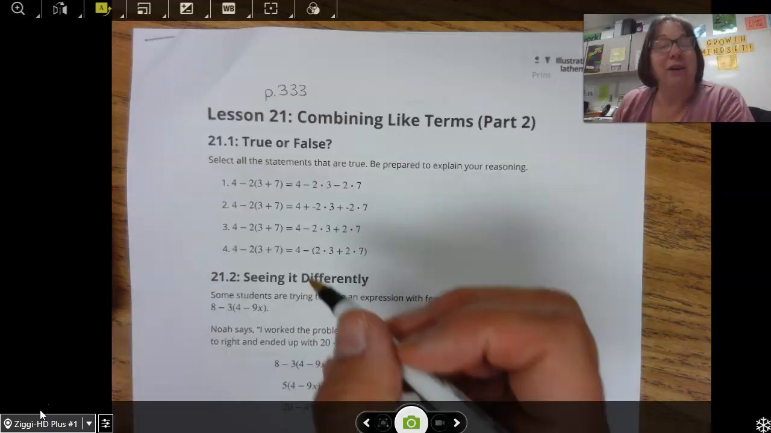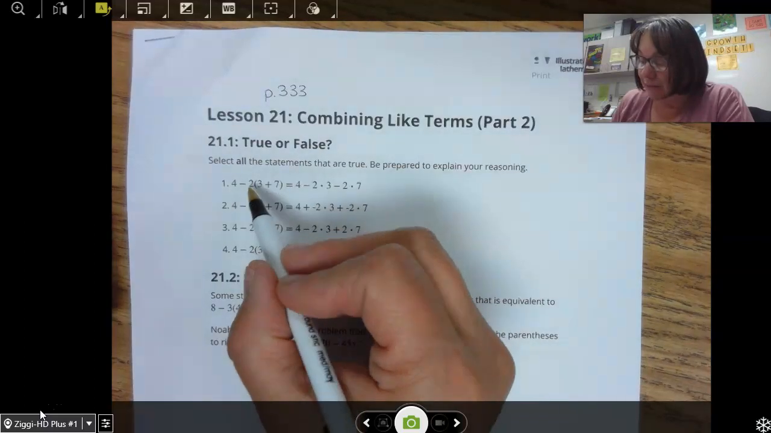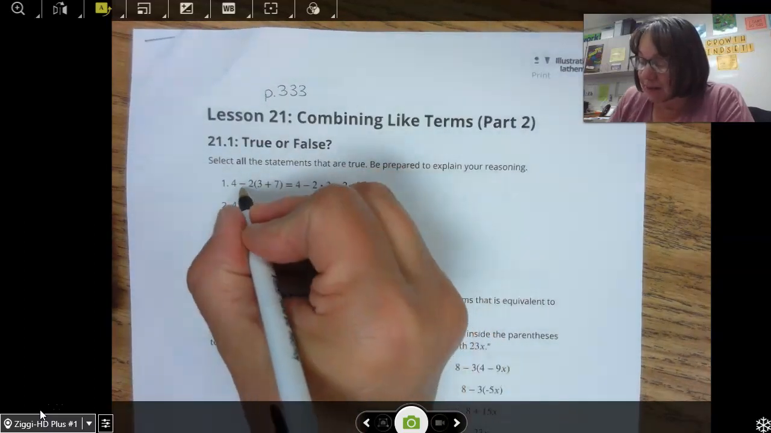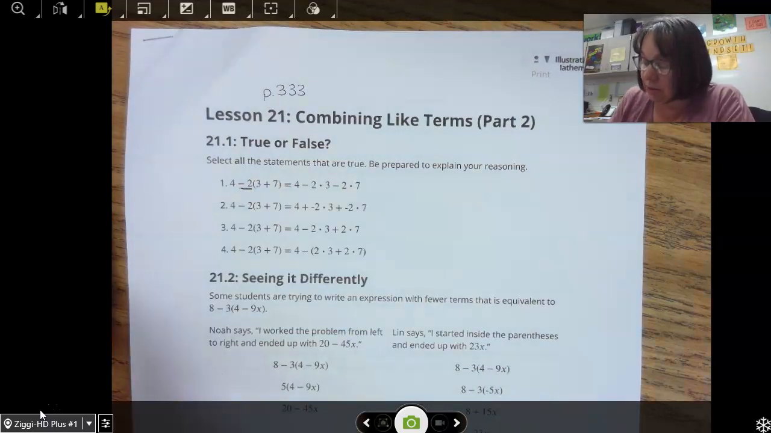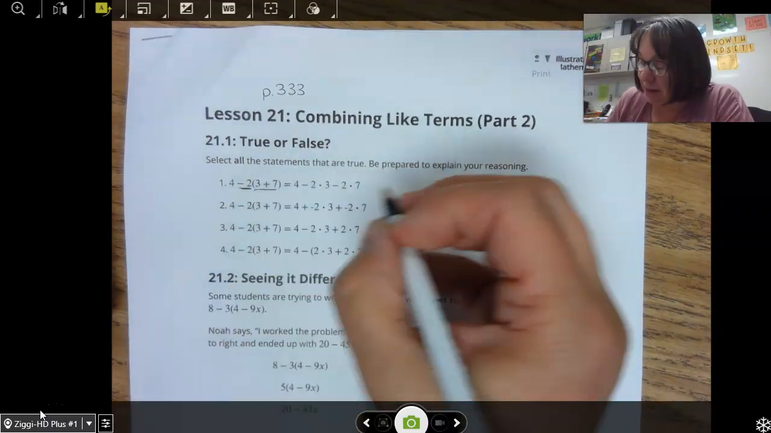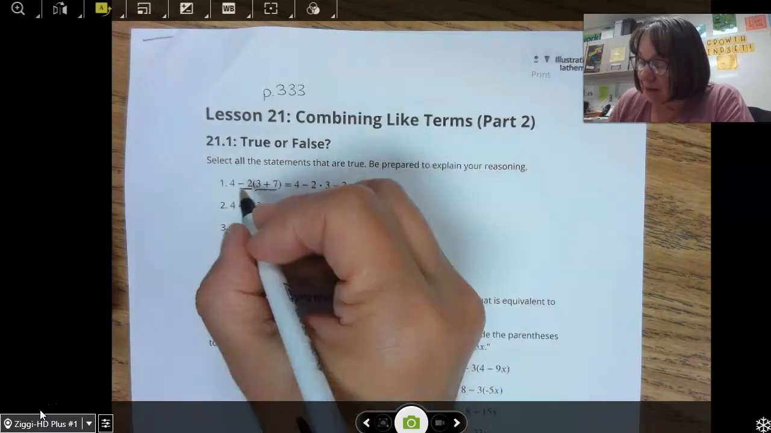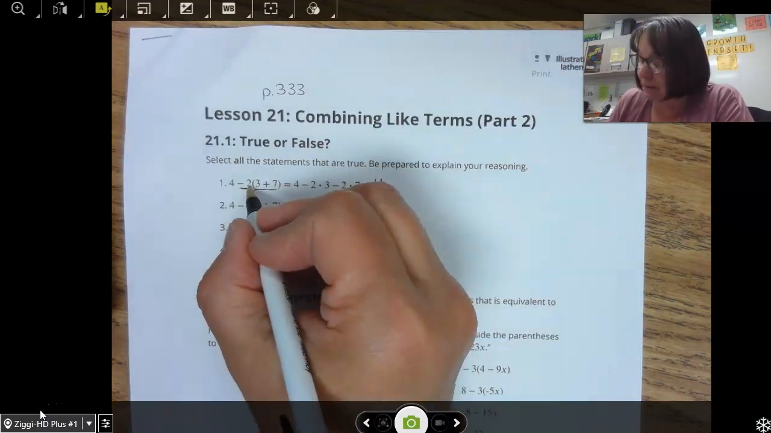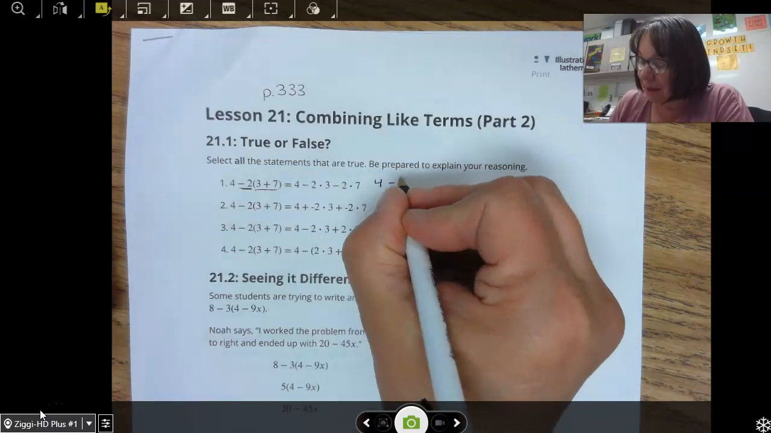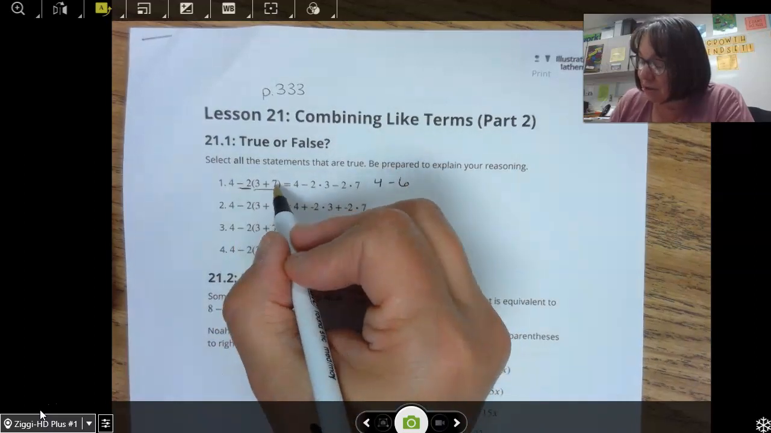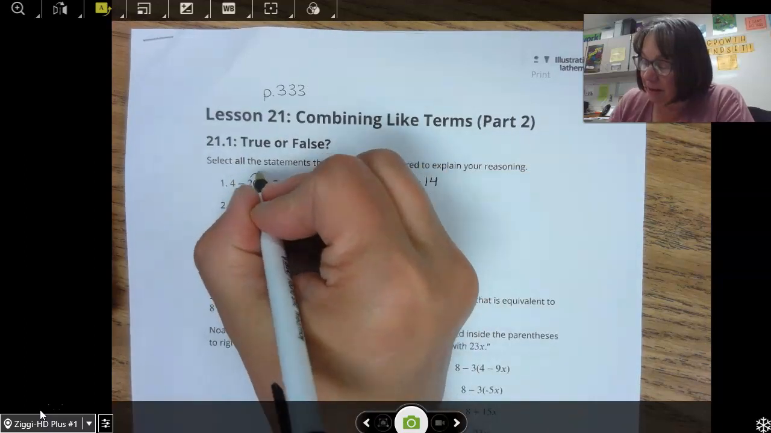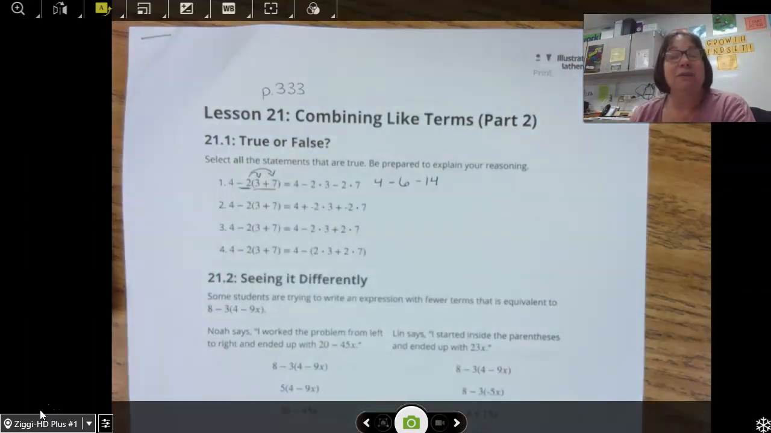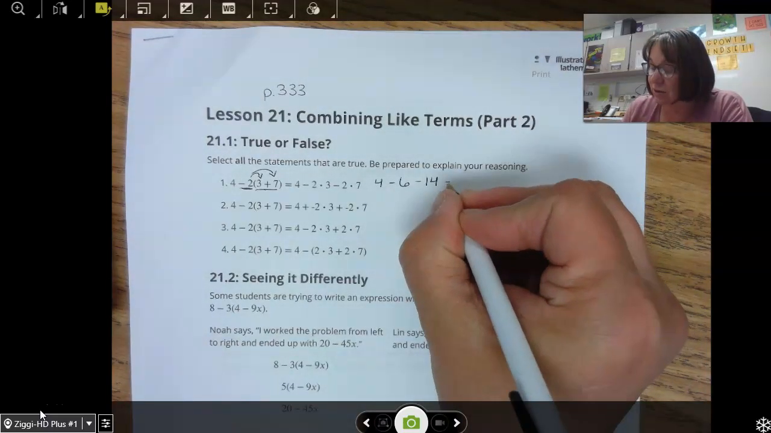Okay, so if I look at this first one, I have 4, and then remember that the sign goes with the number behind it. So we're going to distribute that with 3 plus 7. So we have 4 minus 2, or negative 2 times 3, which would be negative 6, and negative 2 times 7, which is negative 14. So we're distributing the negative 2 to each of my terms on the inside. And we've done distributive property just recently, so you should be good with that.